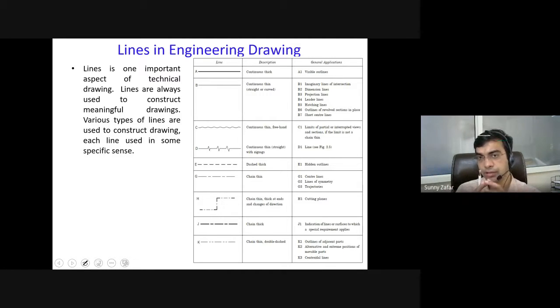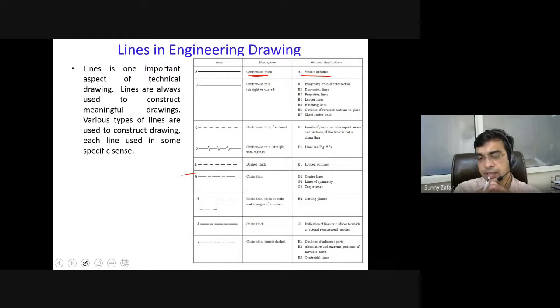In machine drawing, we have different categories of lines which are alphabetically placed as A, B, C, D, E, G, H, J, and K. Please remember, there is no F line in between. The A category of line consists of continuous lines, which are basically used to represent visible outlines of any component. I will show this with an example in the next slide.